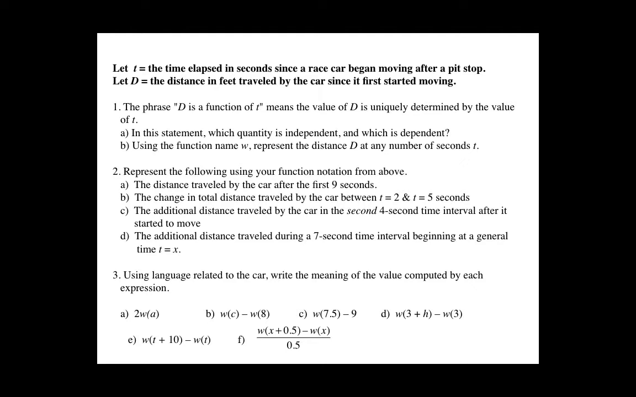So I don't know what that 2 might be, but probably the most reasonable thing is to say, oh, just twice that distance. So maybe one car went W of A feet and a different car went twice as far, 2W of A feet in that A seconds.